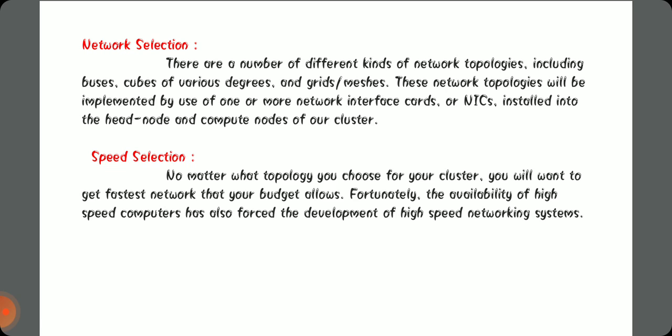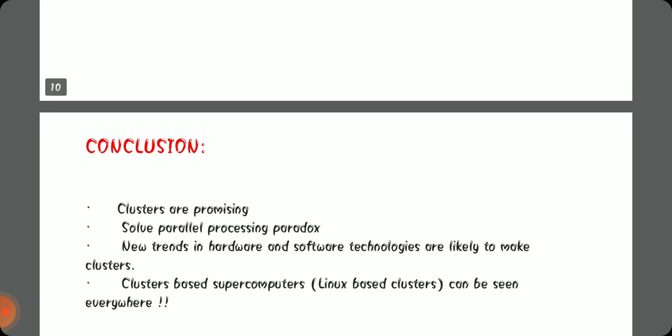Network selection. There are a number of different kinds of network topologies, including buses, cubes of various degrees, grids, and meshes. These network topologies will be implemented by the use of one or more networks. Then speed selection. The availability of high speed computers has also forced the development of high speed network systems.